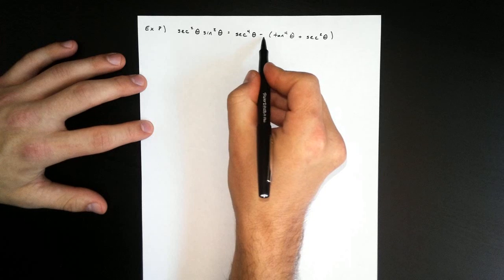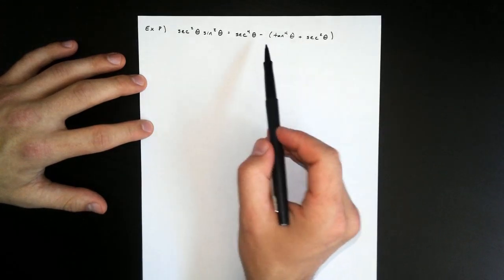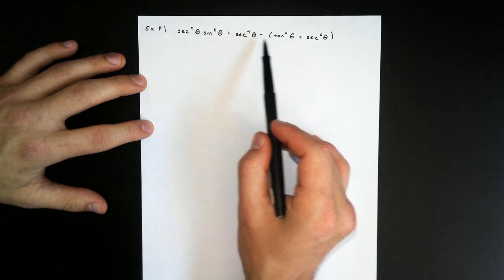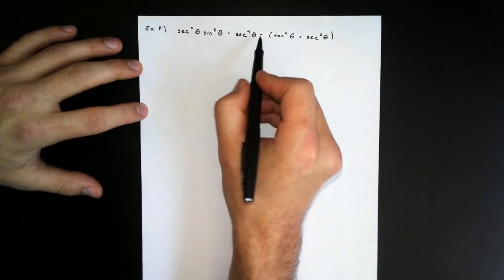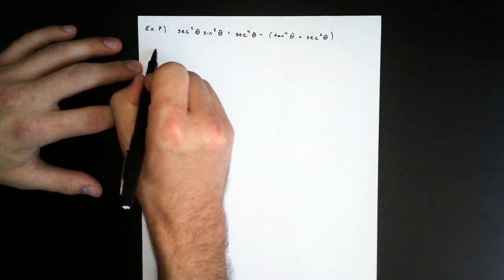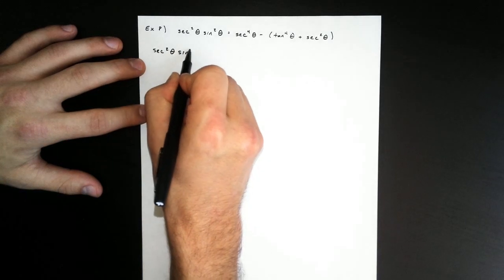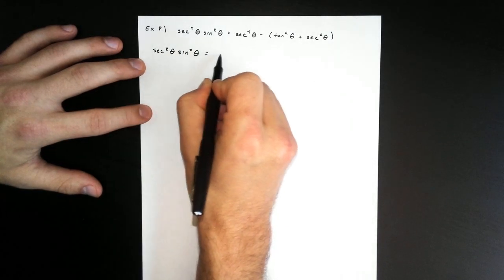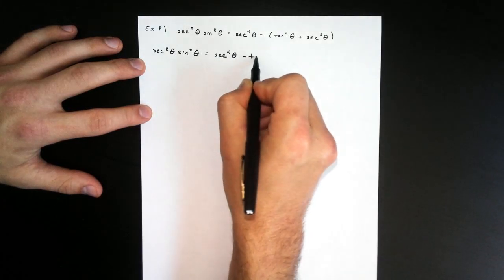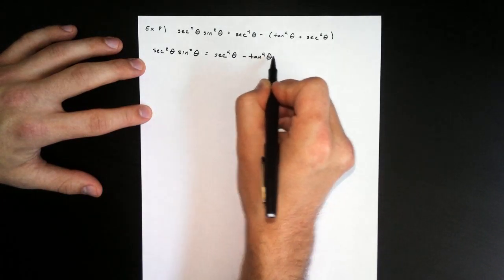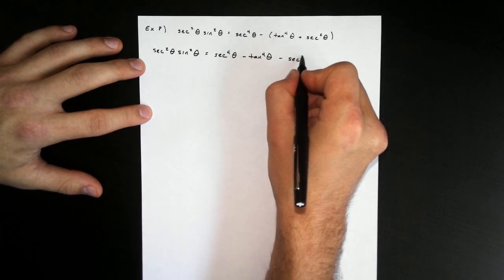Now, I have some things to the fourth and I have some things squared here. I want to group these two terms together because they both have to the fourth power. So I need to distribute that negative sign. Just to start with here, my left-hand side is going to stay the same. And then distributing that negative, that's minus tangent and then minus secant.